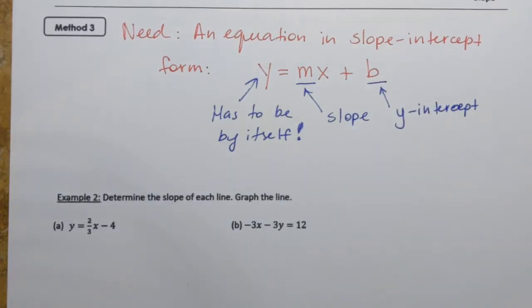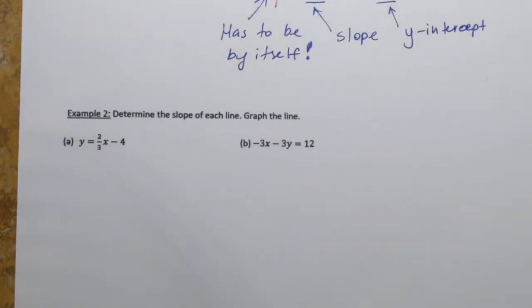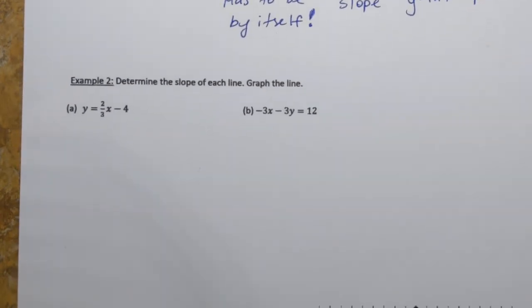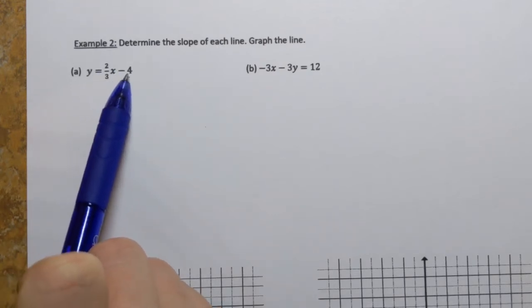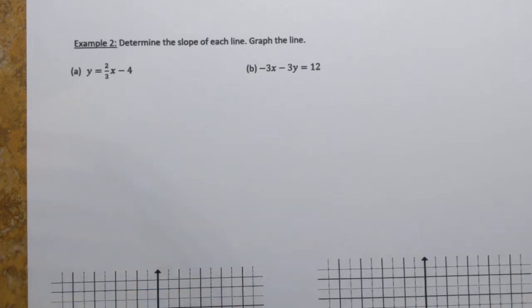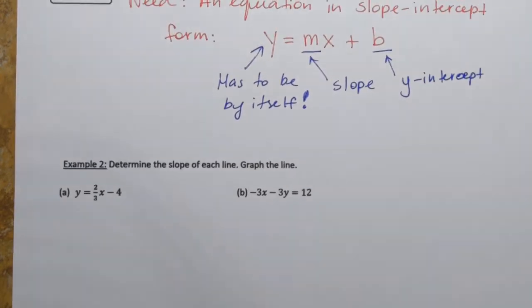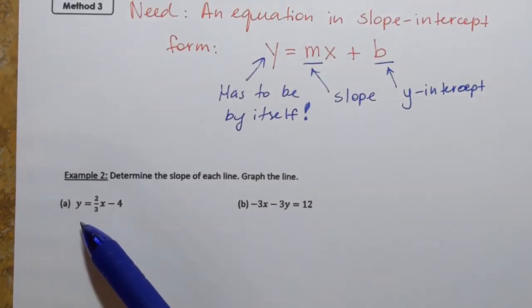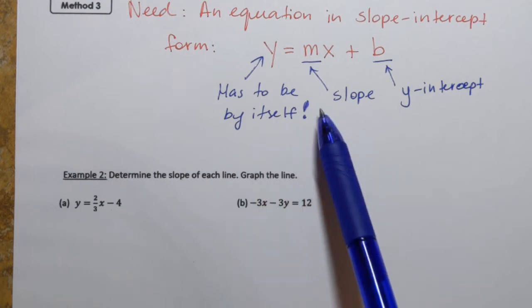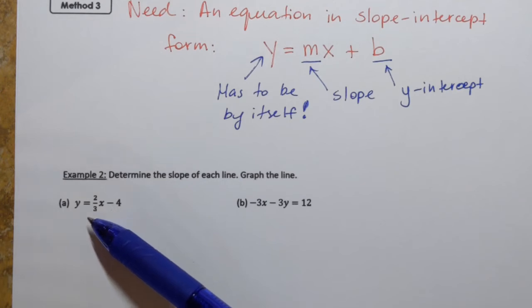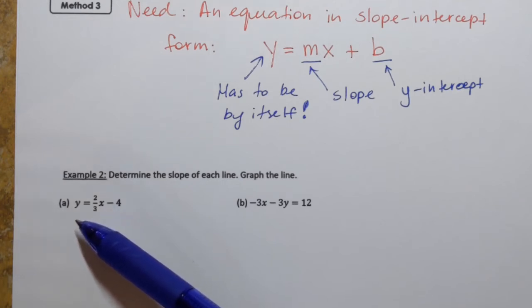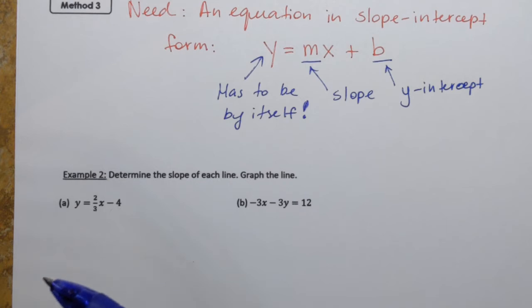So let's practice this. I have 2 examples, and for each we need to determine the slope of the line. The first one is y equals 2/3 x minus 4. As soon as you look at the equation, ask yourself whether the equation is in the right form. Remember, an equation allows us to find the slope if it's in slope-intercept form. In other words, y has to be by itself. Is y by itself here? Yes, it is. That means right away we can say what the slope is.